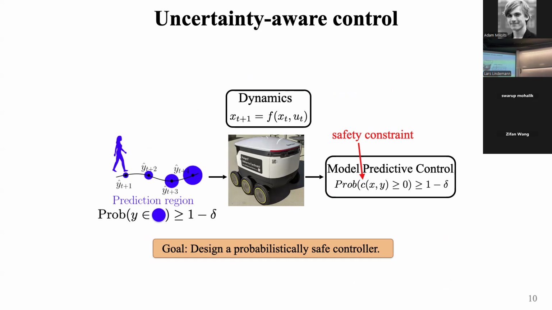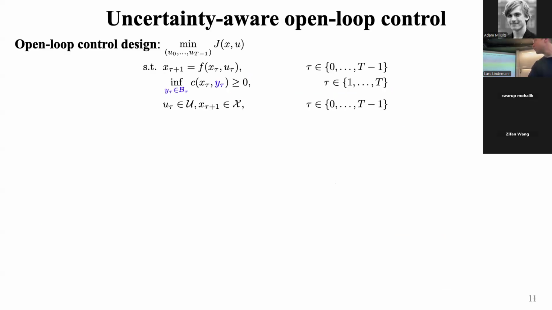What we did so far was we computed these blue prediction regions, and now the question is, how can we use them for control design? All right. First thing, the most naive thing, not the smartest, is to do an open loop control design. Okay, so we can write this down as an optimization problem. We want to find the sequence of control inputs that minimize a cost function J, subject to some dynamics constraints, input constraints, and state constraints.